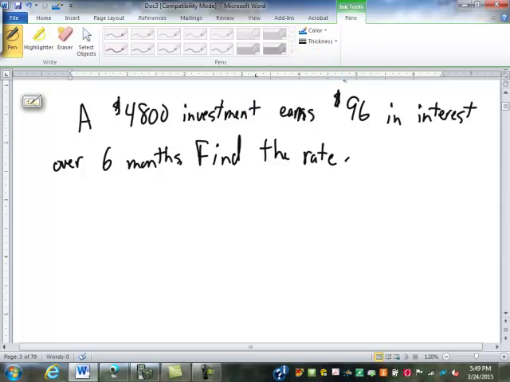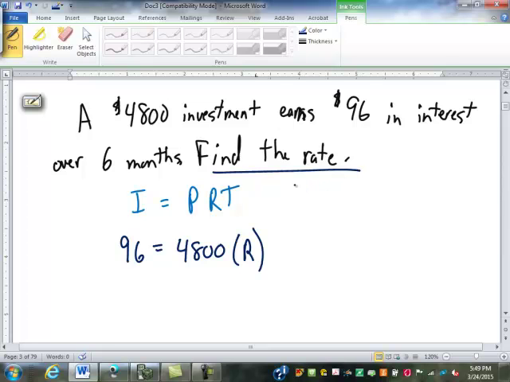So again, we're just looking at that I = PRT formula. We know the amount of interest is $96, so we'll put 96 in for I. Do we know the principal? Yes, $4,800. Do we know the rate? No, it says find the rate. That's what we're looking for, so we're just going to put R in there. Well, we better know the time. It's going to be 6 months, so 6 over 12. Perfect.